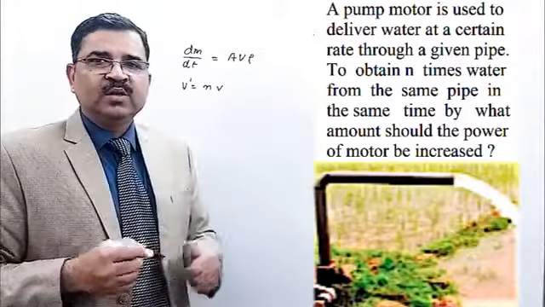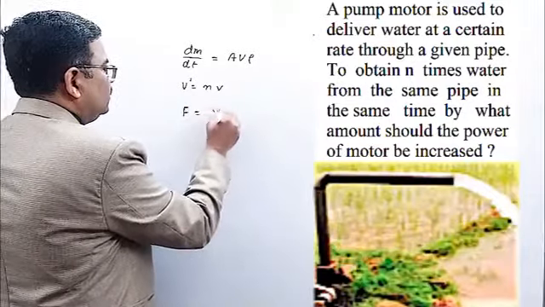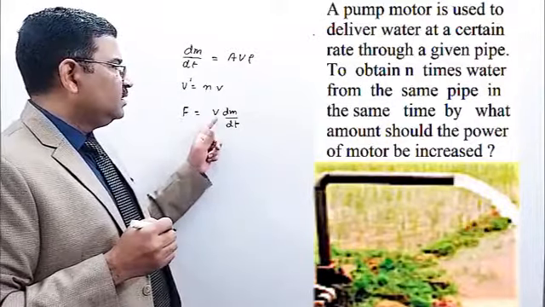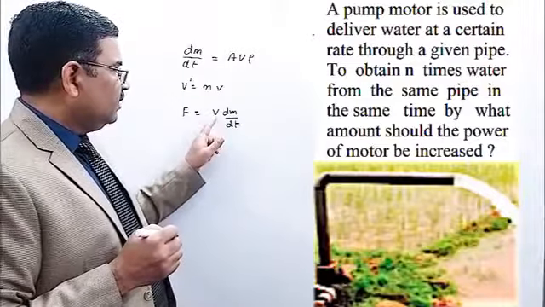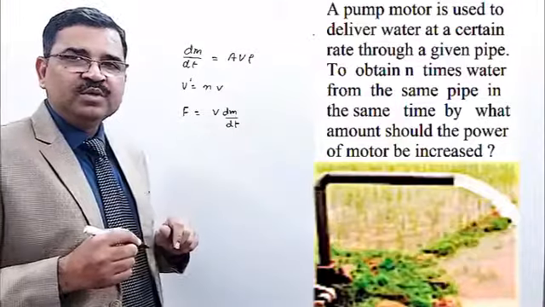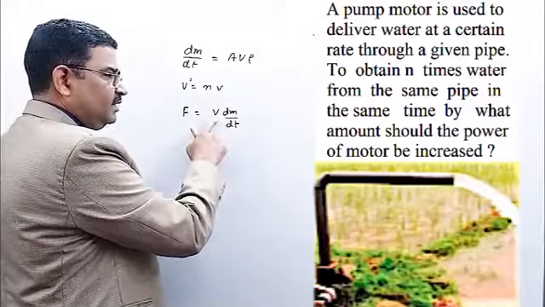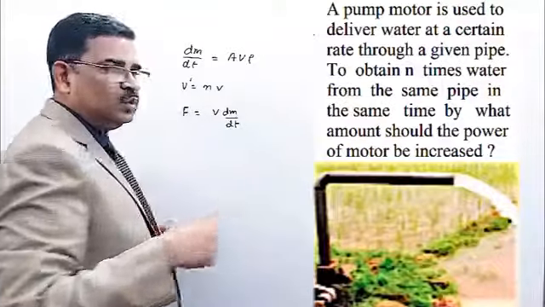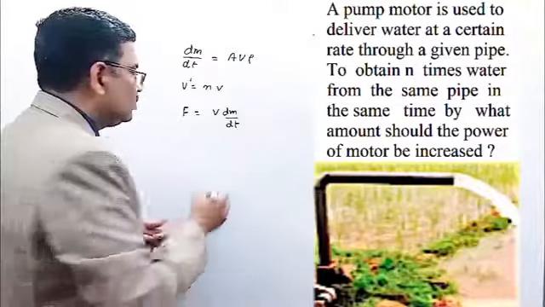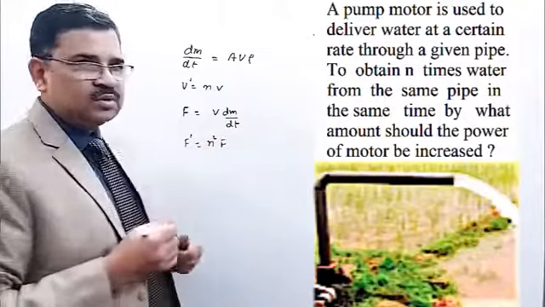Now let us consider the force. The force is given by v into dm by dt. Now you can see that v is increased n times, so here we multiply this by n, and dm by dt is also to be increased n times because the mass supplied is increased n times. So when velocity is increased by n times, the mass supplied per second is also increased by n times. So this means the force is increased by n square times. So if F dash is the new force, then it must be n square times the initial force.